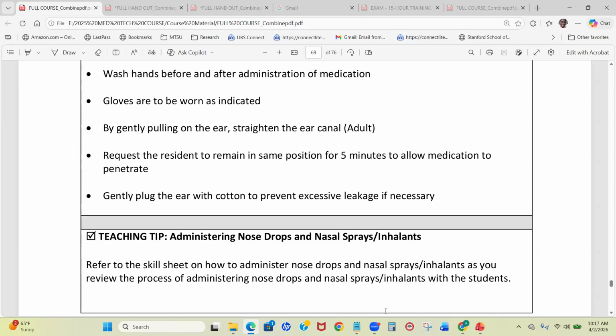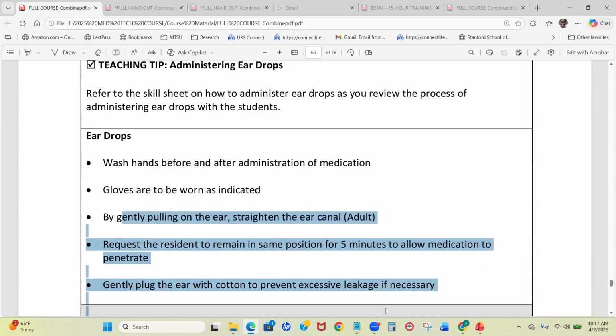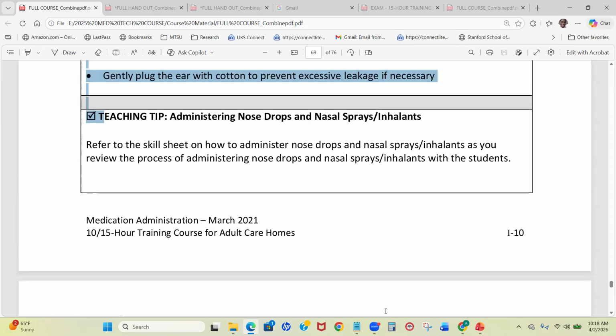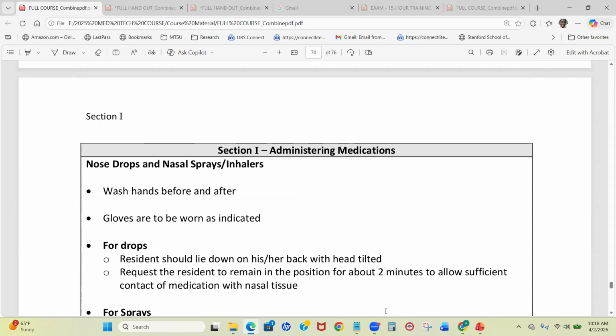When this is the ear one, when you are doing the ear drops, you wash your hands. You put on your gloves. When it's an adult, you gently pull the ear, straighten the canal. You put it in. Tell the person to sit in that same position for at least 5 to 10 minutes, so that the medicine can go in. If it's too much of the medicine, you want to give them a cotton to put inside for the excessive leakage. All right, let's look at the nose.